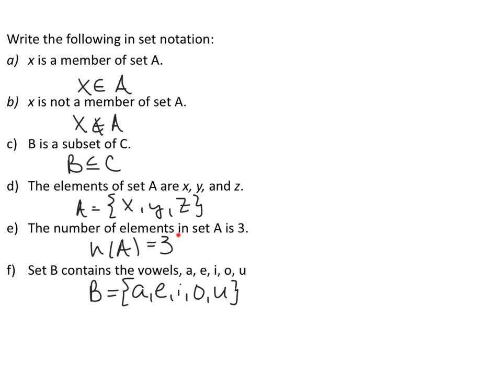The number of elements in set A is 3, so remember this n(A) is our number of elements notation, so that is equal to 3. And set B contains the vowels A, E, I, O, U, so B is equal to, in set notation, A, E, I, O, U. So this has been an introduction to set theory and subsets and complements.